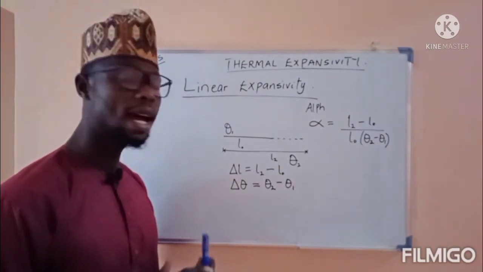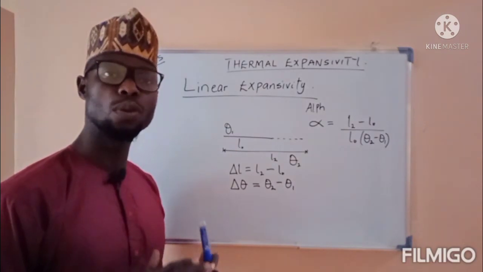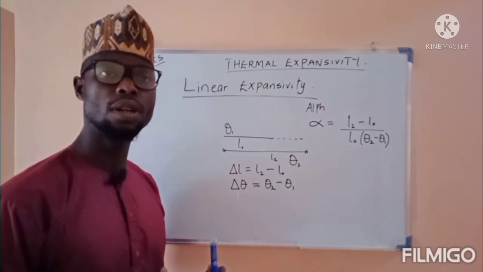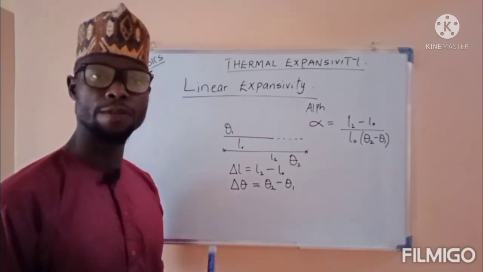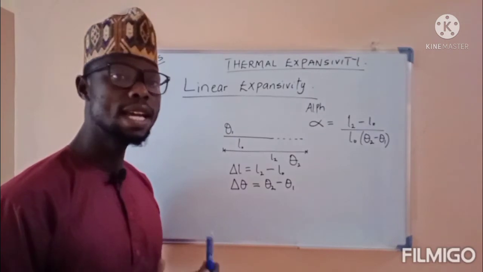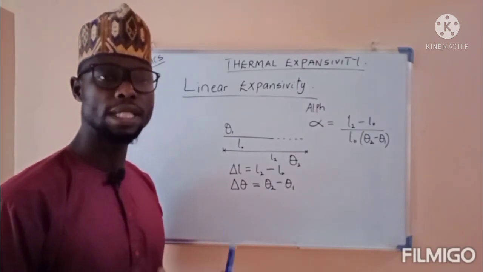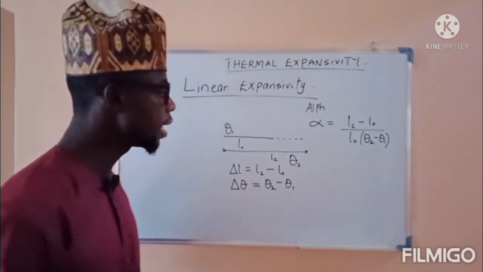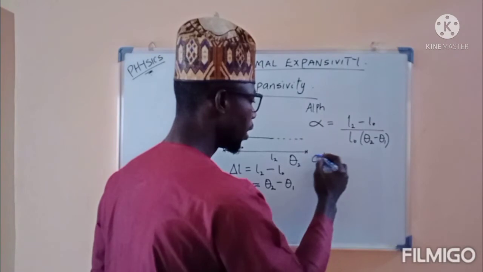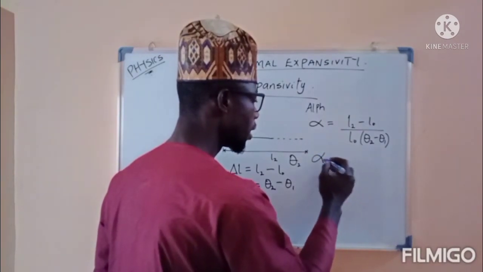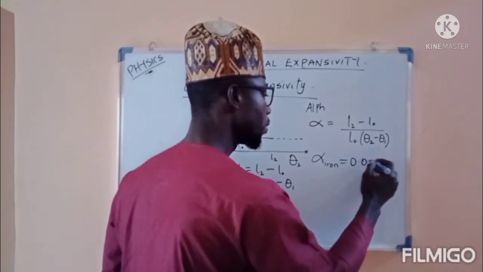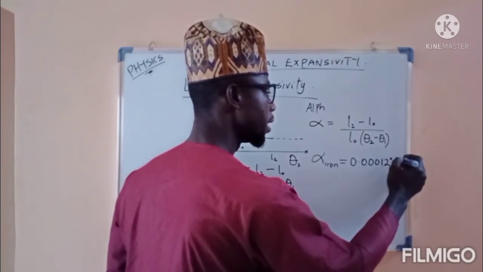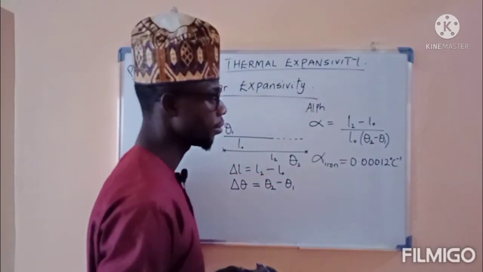Every material has a particular response to what? To heat. If you subject two materials to the same temperature, their response is going to be different. So we have linear expansivity for different materials. For example, iron has a linear expansivity of 0.00012 per degree Celsius, right?